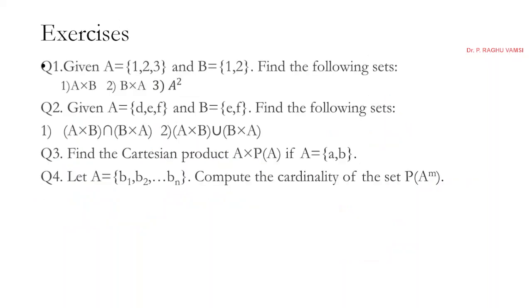Given A is equal to {1, 2, 3} and B is equal to {1, 2}, find the following sets: A cross A, B cross A square. You can easily do it. Given A is equal to {D, E, F} and B is equal to {E, F}, find the following sets: (A cross B) intersection (B cross A), and (A cross B) union (B cross A). And the next one is to find the Cartesian product of A cross the power set of A. Power set of A means all possible subsets of A, including null. Right?